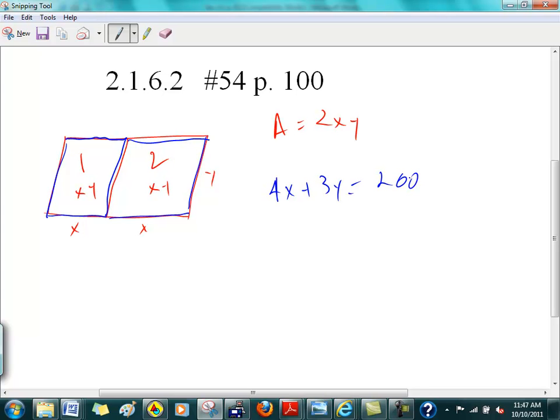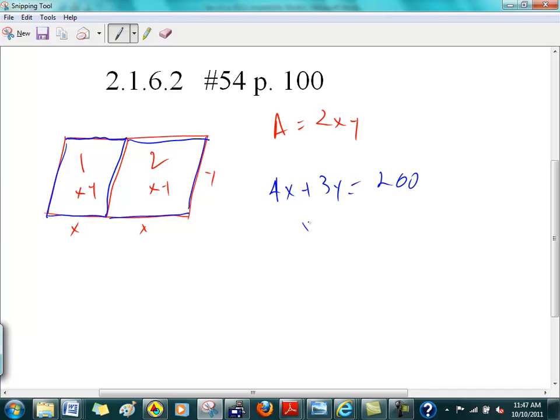Would you be okay with that? There are 4 x's, right? Everybody see that? There are 3 y's. Everybody see that? Sona? 3 y's? Is everybody okay on that?